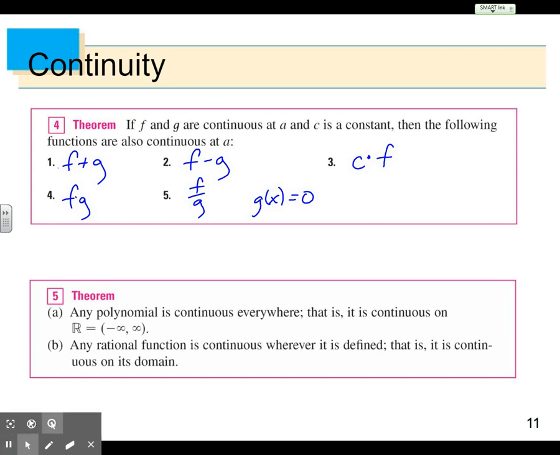Also, we have Theorem 5. It says that if I have a polynomial function, it's going to be continuous everywhere. Now, think about your polynomial functions. The domain of a polynomial function is always all real numbers, right? And so there's nowhere for it to break or have a gap or a hole or anything like that. So it's going to be continuous on all real numbers. And a rational function is going to be continuous wherever it is defined. So as long as there's not a hole or a vertical asymptote there, it's going to be continuous wherever it doesn't make the denominator equal to 0. That's another way to say that.